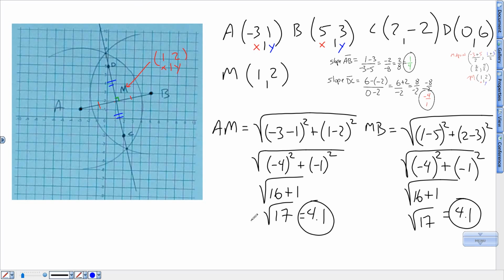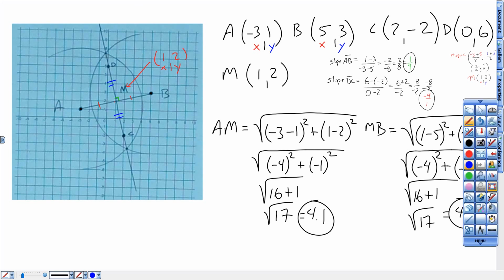Good luck. Copy all this work, that diagram, and those 3 words. Good luck. See you tomorrow.